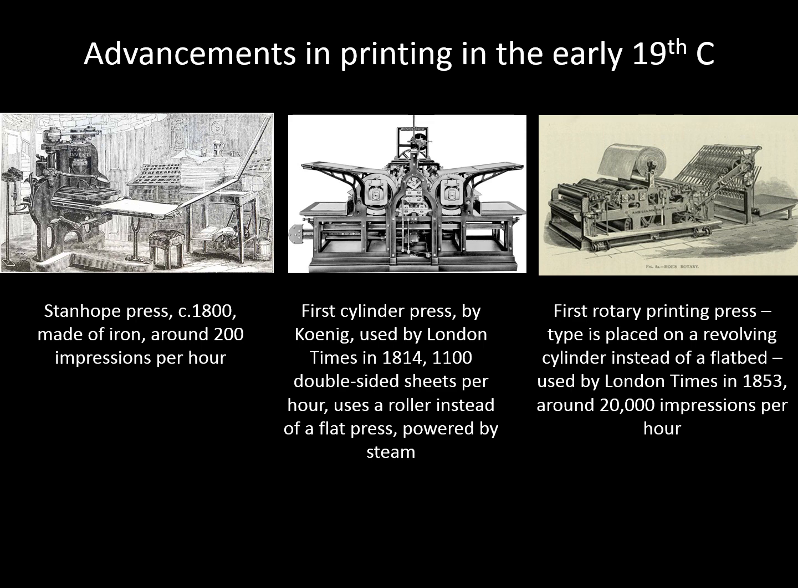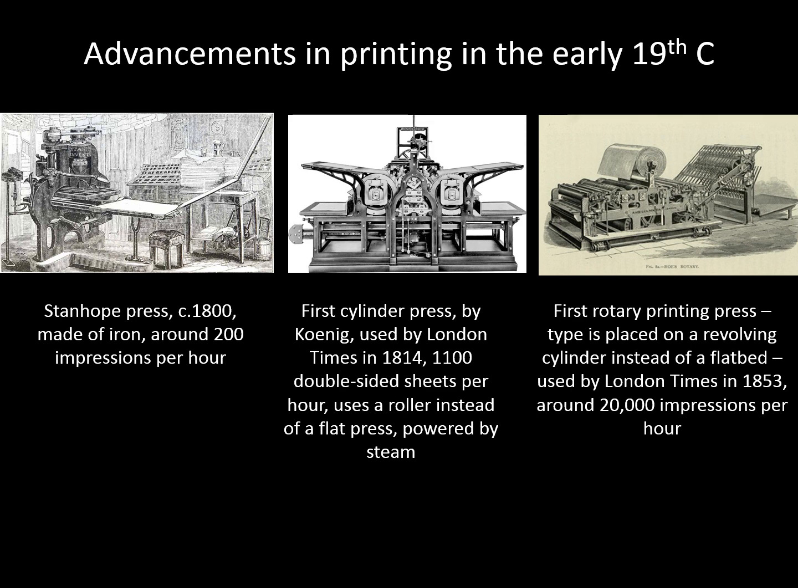And we start to see these printers getting more and more advanced and being able to push out more and more pages per hour. That was really important. So we start with the Stanhope press around 1800. It's made of iron instead of wood, and it can put out about 200 impressions per hour. And then we start to see the first cylinder press used by the London Times, the newspaper, in 1814.